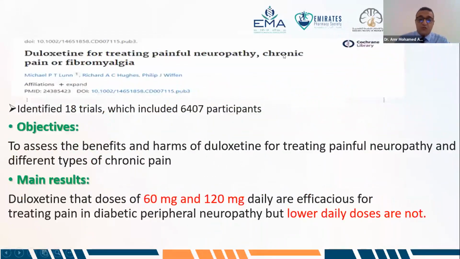Another review also looked at duloxetine for treating painful neuropathy in chronic pain or fibromyalgia. It identified 18 trials that include more than 6,000 participants to assess the benefits and harms of duloxetine for treating painful neuropathy and different types of chronic pain. The main result is that doses of 60 and 120 milligrams daily are efficacious for treating pain in diabetic peripheral neuropathy, but lower daily doses are not. So if you are treating peripheral neuropathy, it's recommended to start with 60 to 120 milligrams of duloxetine.